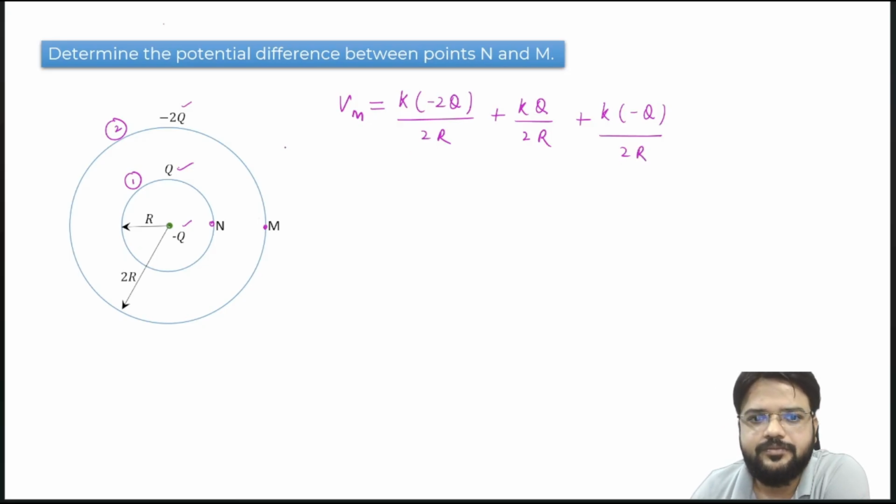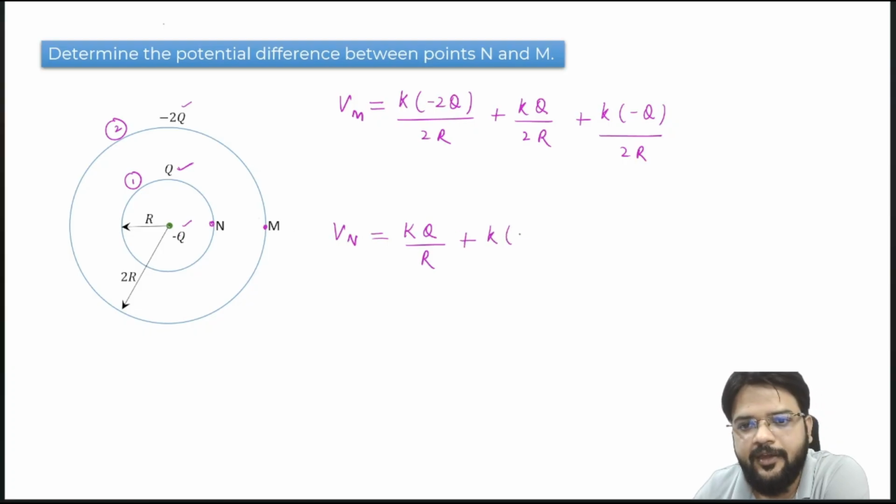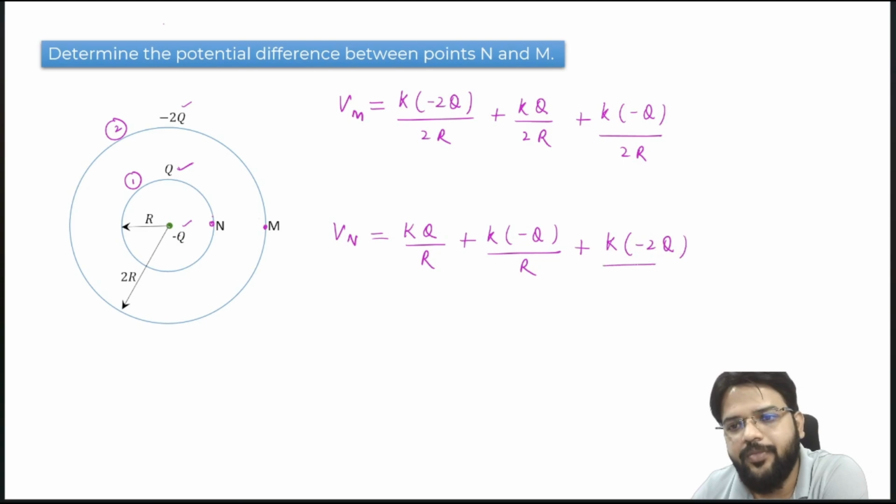Alright. Now let's see the next thing, everyone. The potential at the N point. Due to this plus q charge, the potential at N can be written as kq by r. Due to this minus q charge, the potential at N point can be written as plus k minus q by r. And the potential due to minus 2q charge at the N point is plus k minus 2q by 2r. Correct? This thing we will get.